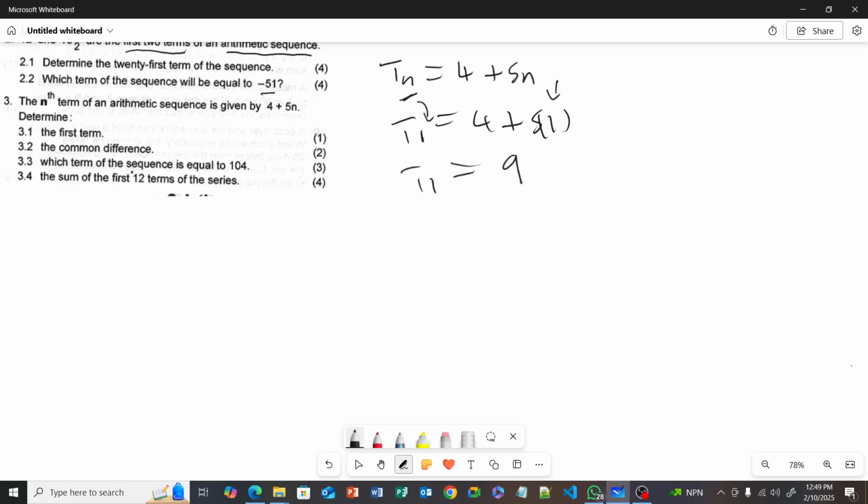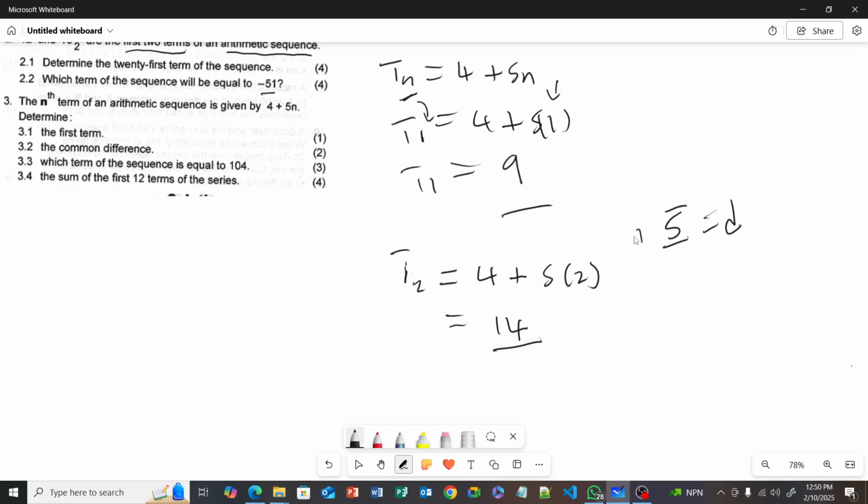Okay, now determine the common difference. So since they want a common difference, we need to check for the second term, right? So T2 will equal 4 plus 5 into 2, which will give us 14. Now the difference between 14 and 9 is positive 5, so this will equal the common difference, which is d. Positive 5, I mean, it's going to be positive 5.